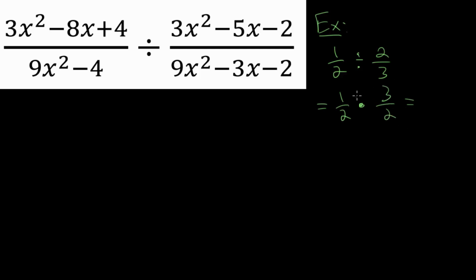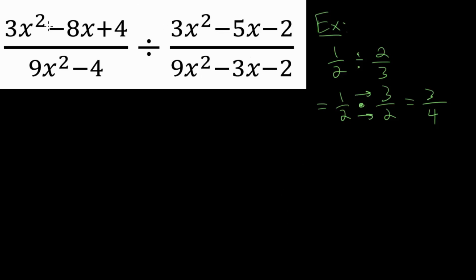And once we do this with multiplication, we just go straight across. 1 times 3 is 3, 2 times 2 is 4. So multiplication with fractions is just simpler, so changing this to multiplication makes sense.